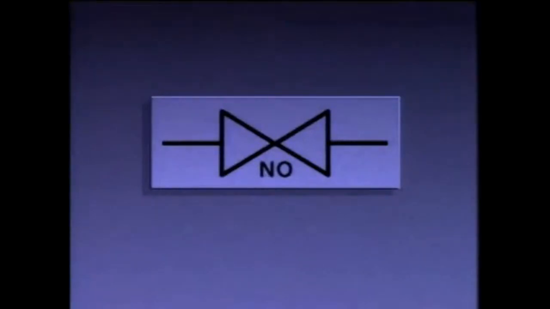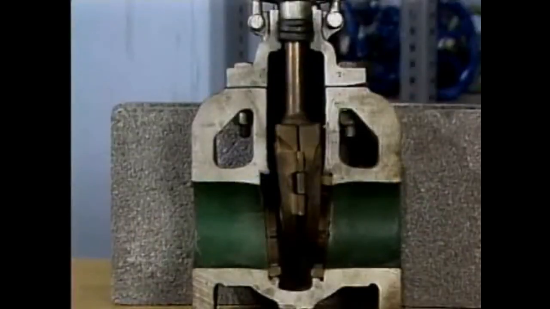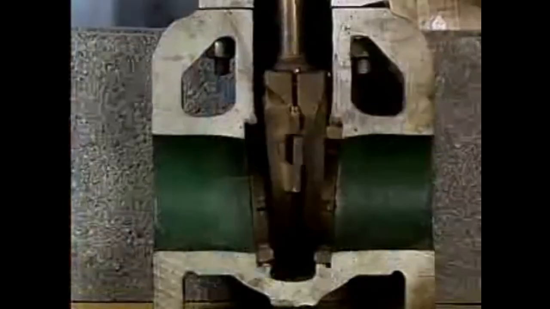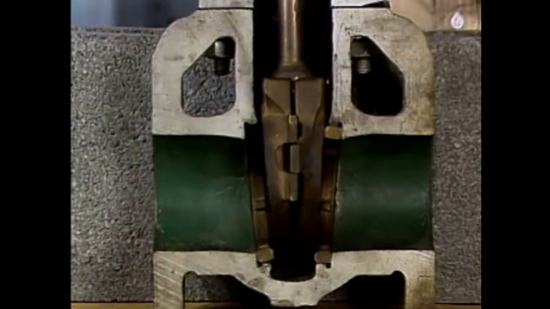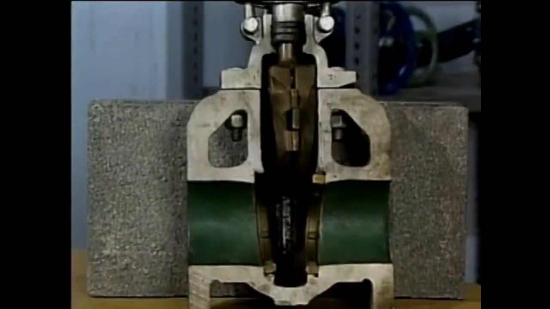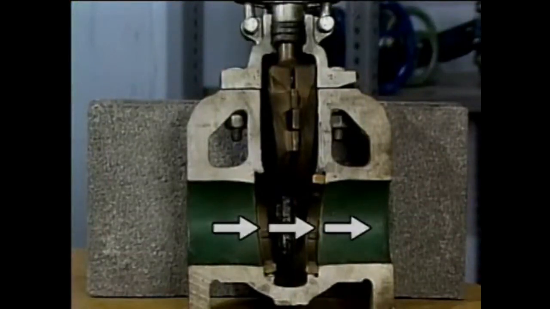Now that we've seen the symbols for a gate valve, let's look at the valve's parts. A gate valve consists of a valve body, a seating area or seat, a disc, a bonnet, a stem with a hand wheel attached to it, a stuffing box, packing, and a packing gland with gland nuts. The disc is usually wedge-shaped and fits snugly in the seat when the valve is closed. When the disc is completely raised, flow is straight through the valve with very little obstruction.